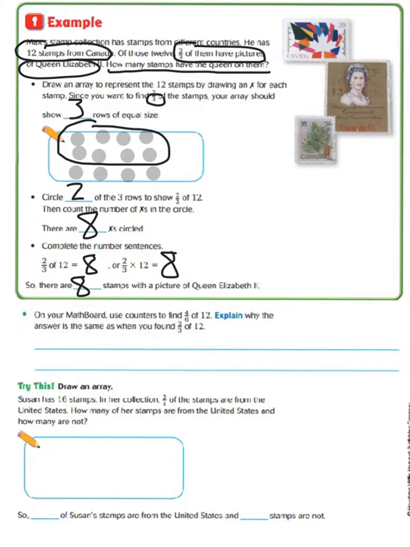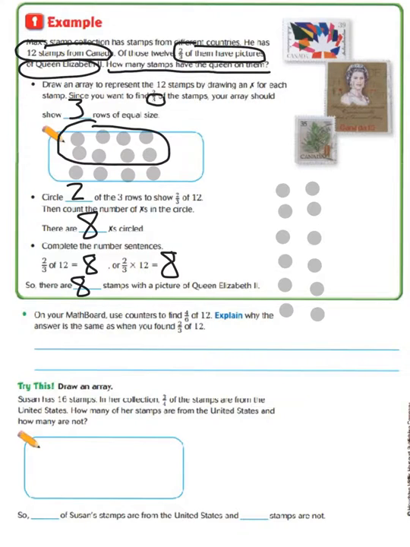So now we can use counters to find 4/6 of 12. Okay, well, we know that our denominator is 6, so that's how many rows we would have to have. So let's look at our rows. If we work over here to the side and go down 1, 2, 3, 4, 5, 6, and it's saying 4/6 of 12. So that's 6, 7, 8, 9, 10, 11, 12.